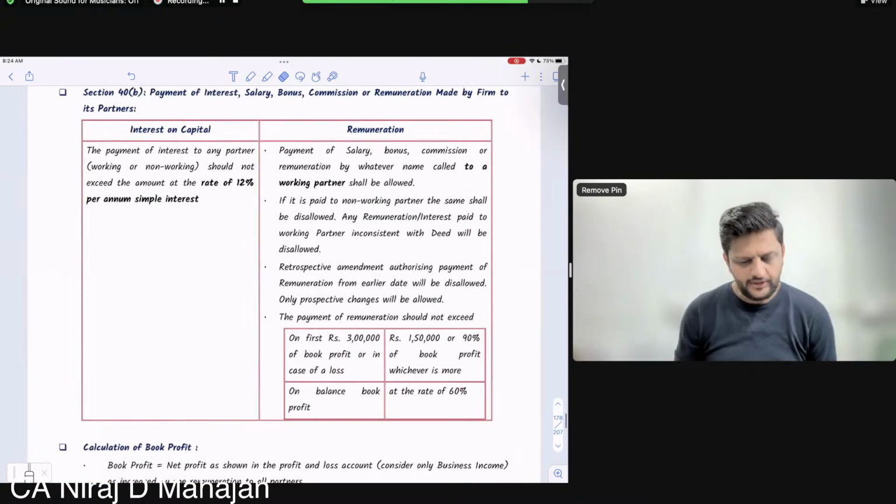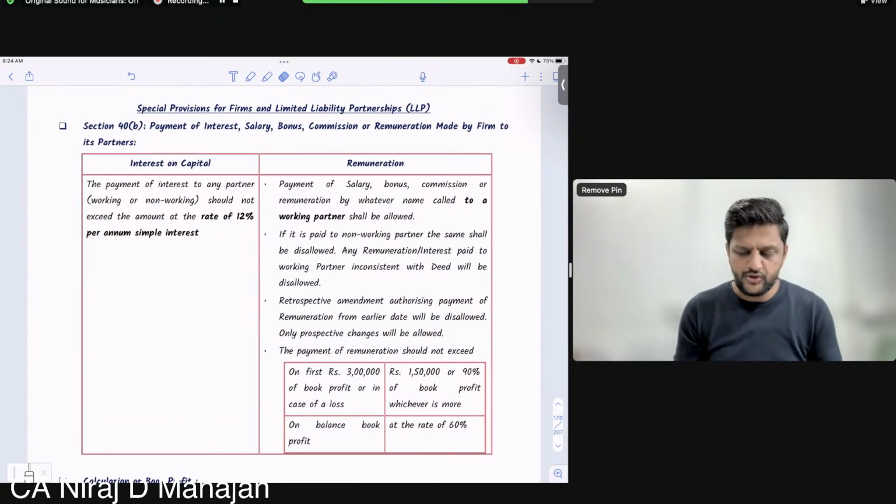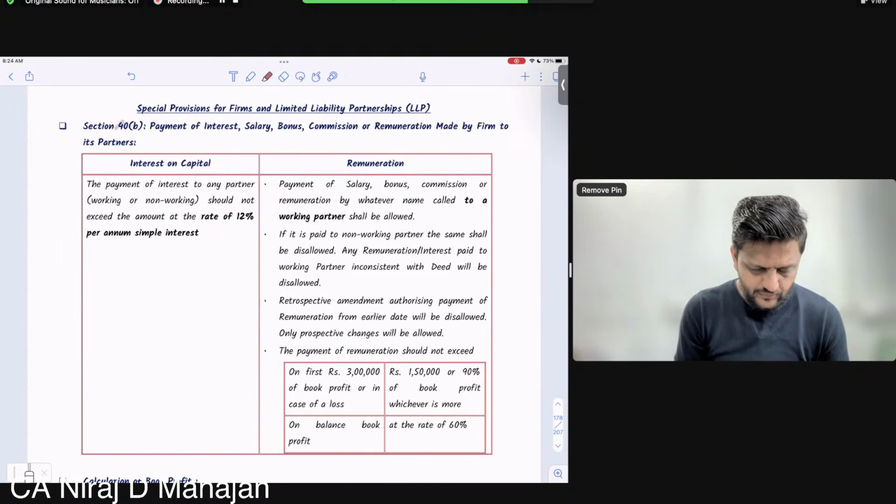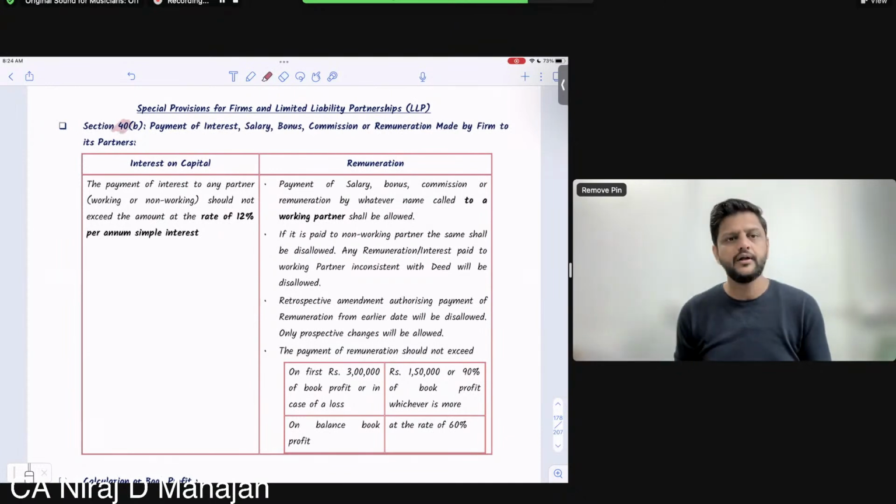Shall I start? Again, bachu, can you see 40? Okay, we're talking about only section 40, right? Clause B. Ready everybody? Please pay attention.